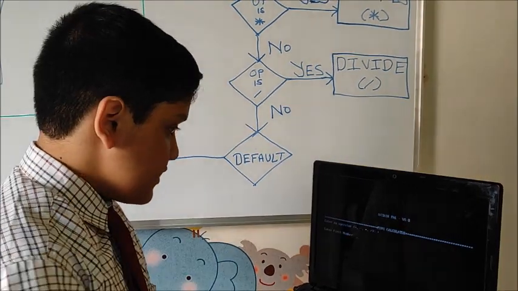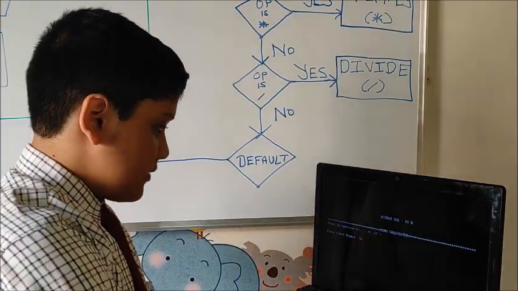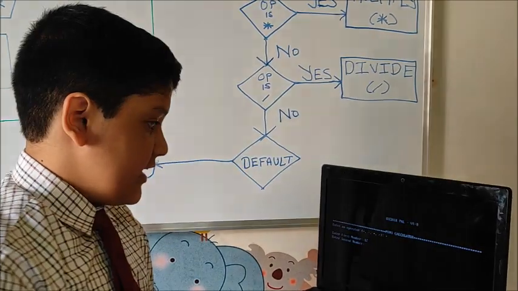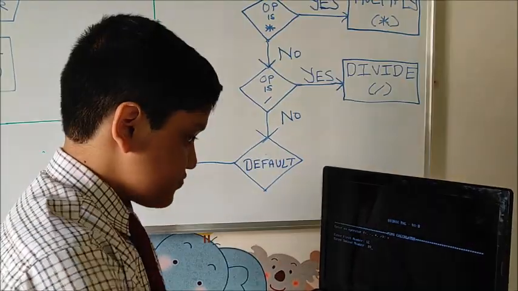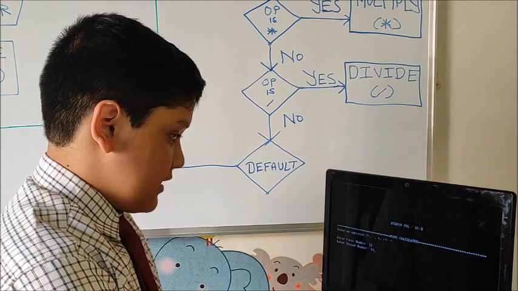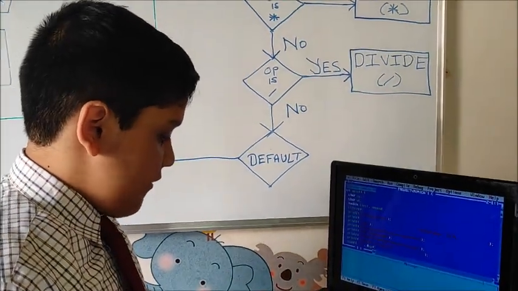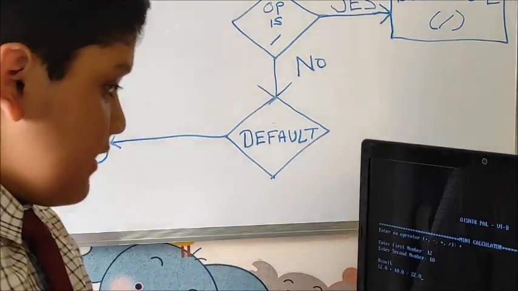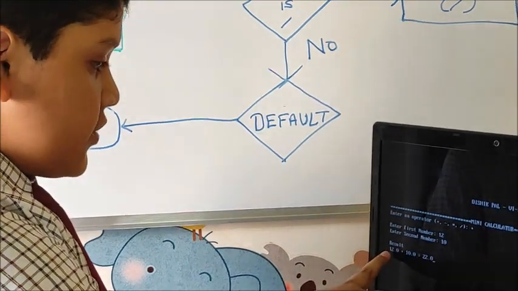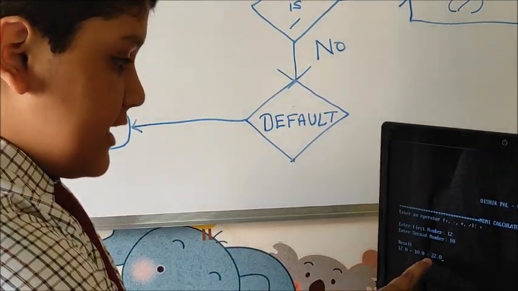Then I will press Enter and enter the first number, 12. After that, I will enter the second number, 10. Then I will press Enter. After that, I press Alt F5. As you can see, the result is shown here. 12 plus 10 is equal to 22.